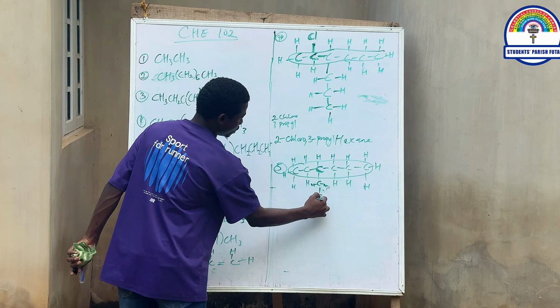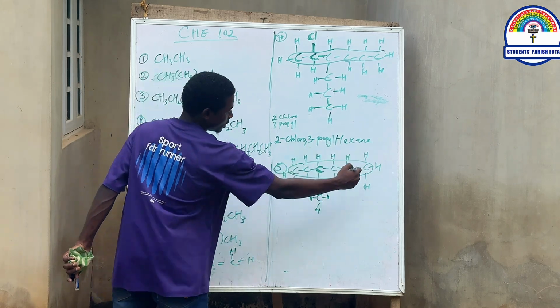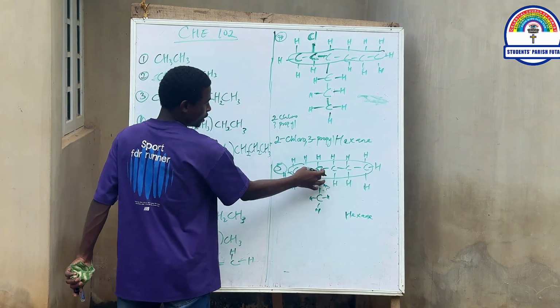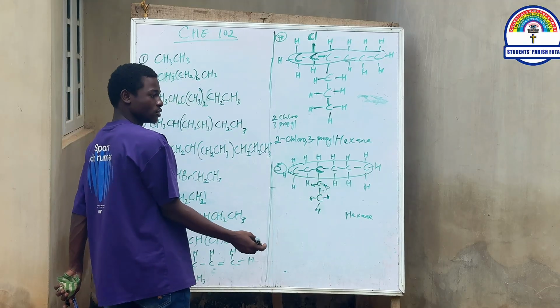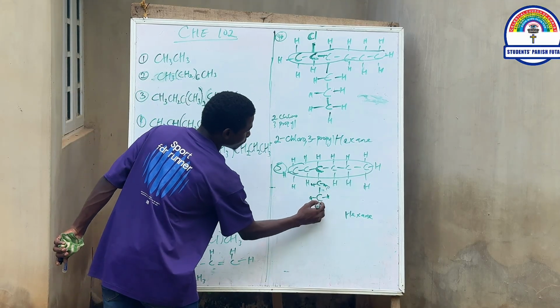So this is still hexane. Now the position: 1, 2, 3 from the front. 1, 2, 3, 4 from the back. You see this one differs now. 3 from the front, 4 from the back. So you go with the lowest. That's the 3 from the front.